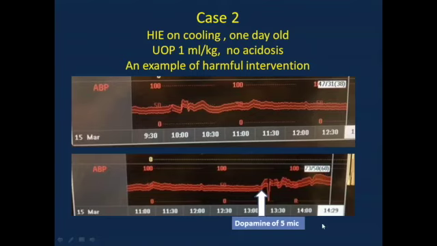So that's an unnecessary intervention and even harmful, because the aim of cooling in HIE is to minimize reperfusion injury. By a sudden increase in the blood pressure, you may cause reperfusion injury to the brain. So if you have a plateau blood pressure, no lactic acidosis, and reasonable urine output, you have to stay tight. You don't have to do anything.